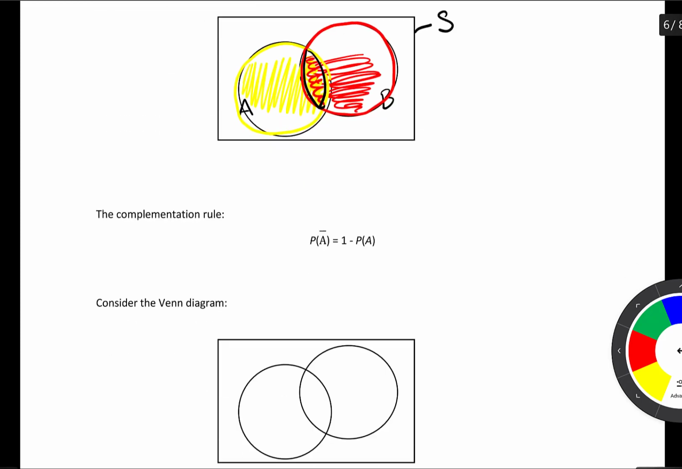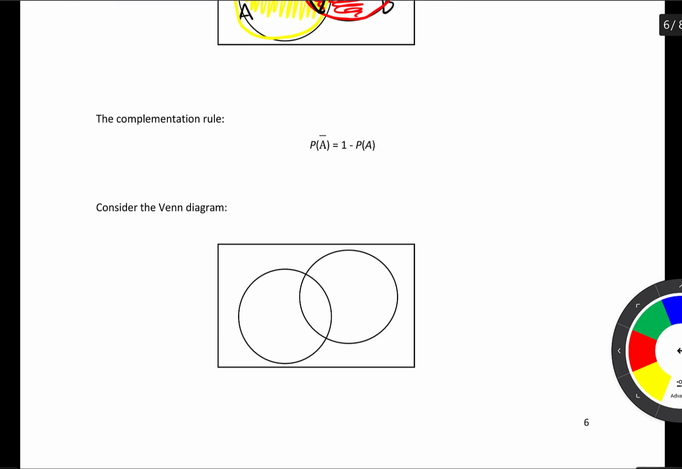We also have what's called the complementation rule. The probability of A complement is equal to 1 minus the probability of A. So if we look here at another Venn diagram, here we could have S, we could have A, and we could have B. So when I look at the probability of A, I have all of A, which is this piece. A complement is going to be everything outside of A.